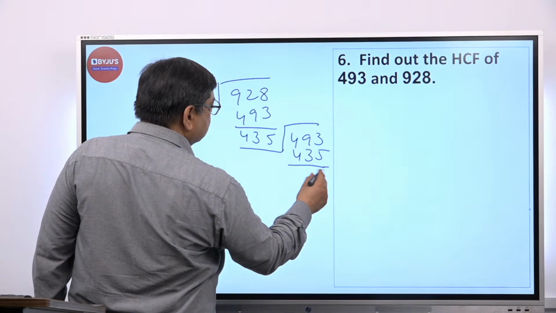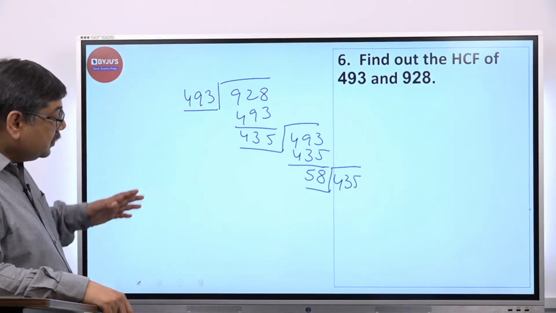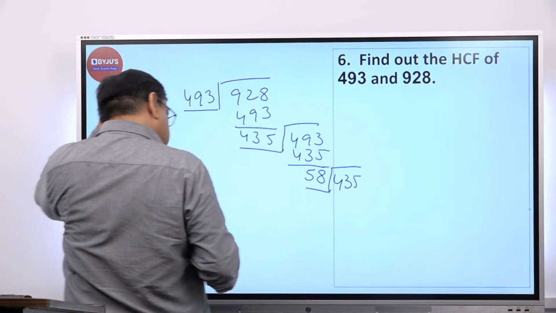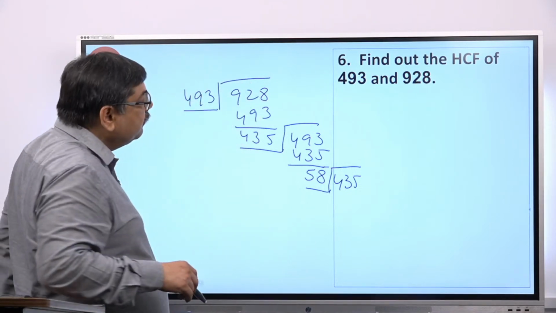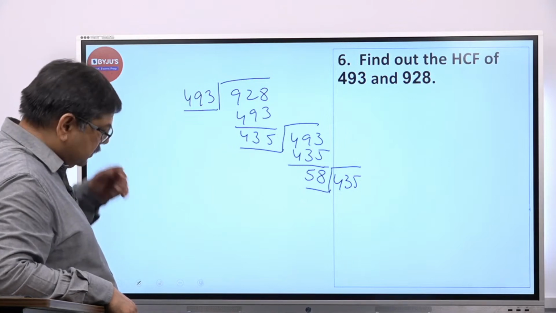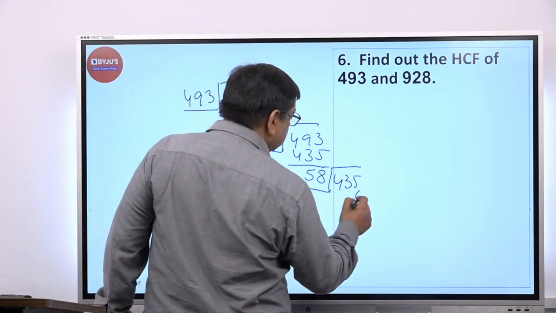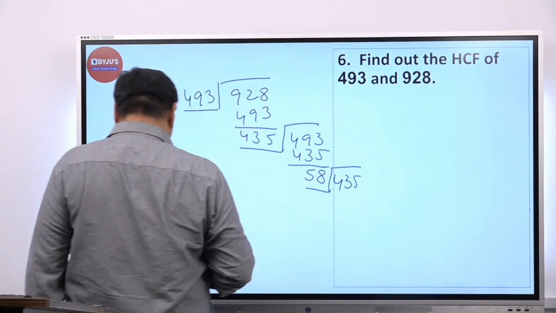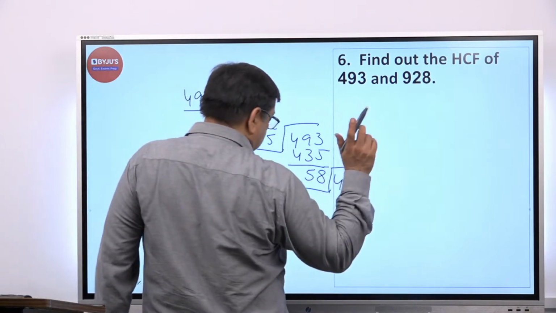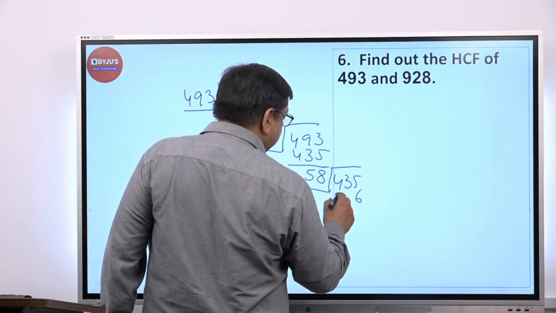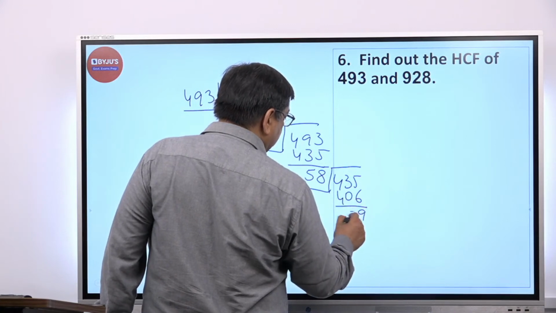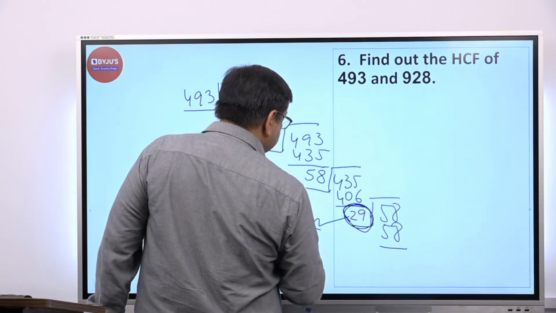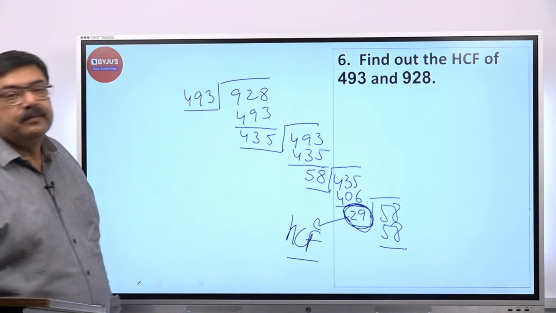Now 435 divided by 58. It goes by 7, I believe. 7 times 8 is 56, 7 times 5 is 35, and 406. So 435 minus 406 leaves 29. You get 58, which is divisible by 29. So 29 here becomes the HCF. There we go.